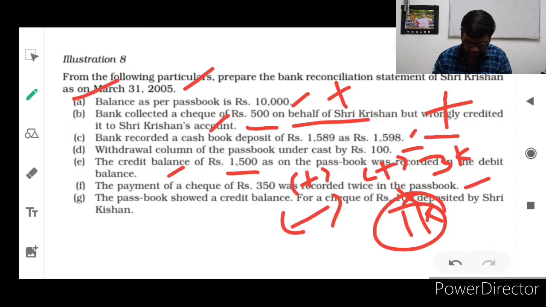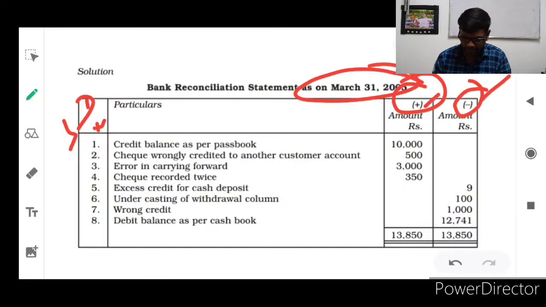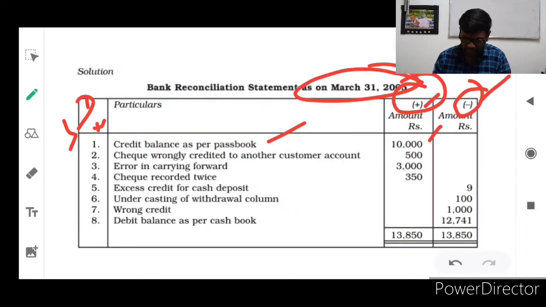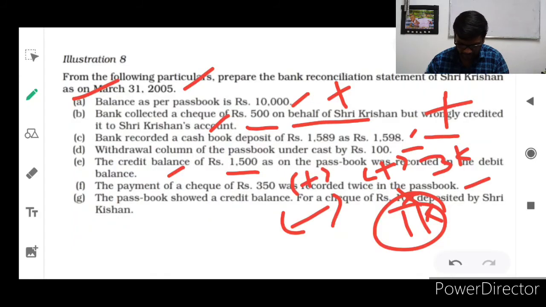First one is balance as per passbook, rupees 10,000. The available balance in the bank account is 10,000 rupees. So plus sign. Credit balance as per passbook 10,000 rupees. Then the second one is, bank collected a check of rupees 500 on behalf of Sri Kishan, but wrongly credited it to another Sri Kishan's account. Anyway, this mistake was done by the banker. So instead of crediting in our account, this is credited to someone else's account. So it is addable, favorable for us. It should be credited 500 rupees.